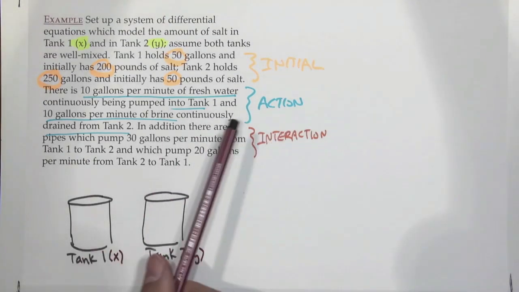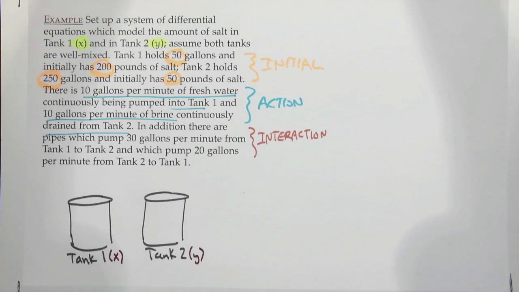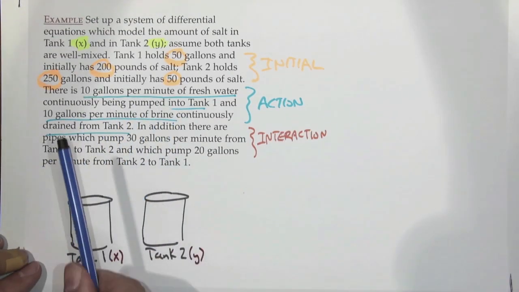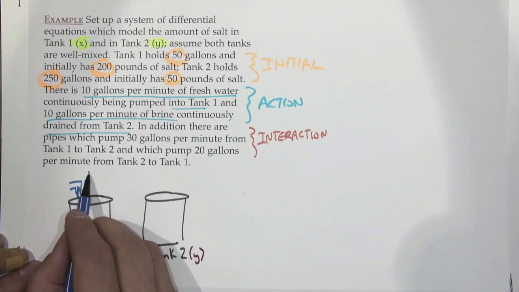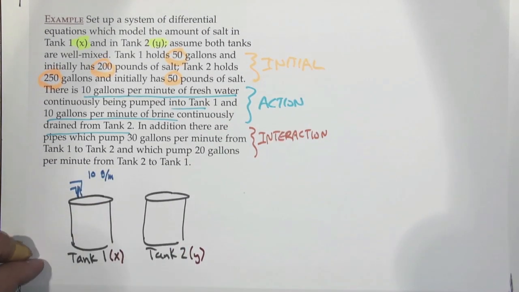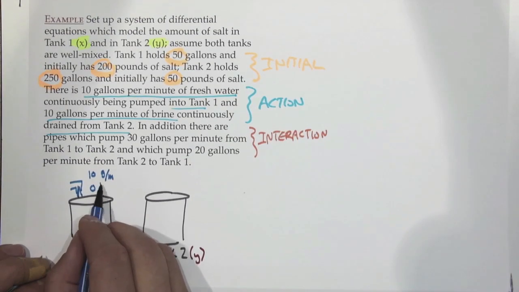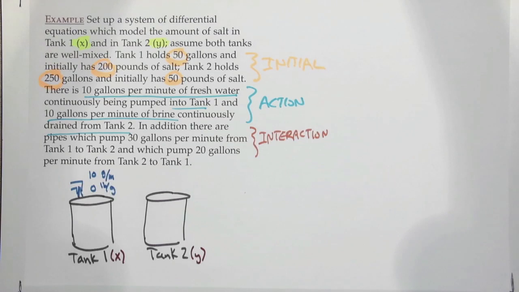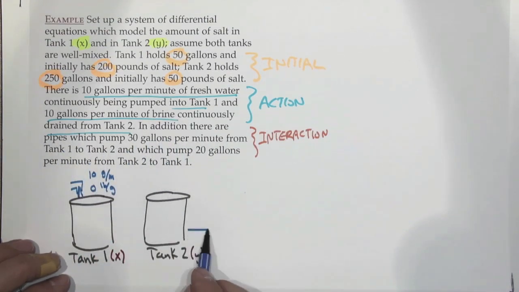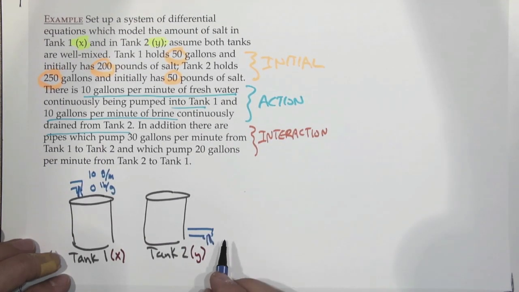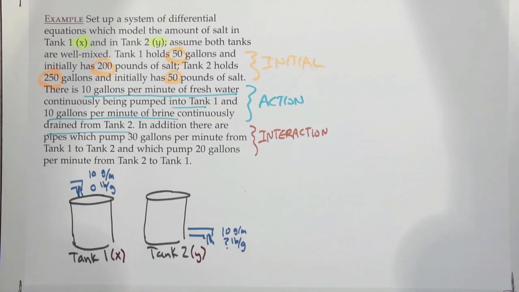Let's get the actions and the interactions going. First, the action part. We have 10 gallons being pumped into tank 1. There's our 10 gallons per minute. And we know it's fresh, so there's 0 pounds of salt per gallon. And 10 gallons per minute of brine is continuously drained from tank 2. So that's going out at 10 gallons per minute. Now, how much salt is there? Well, that can change with time because things mix. So we don't know.